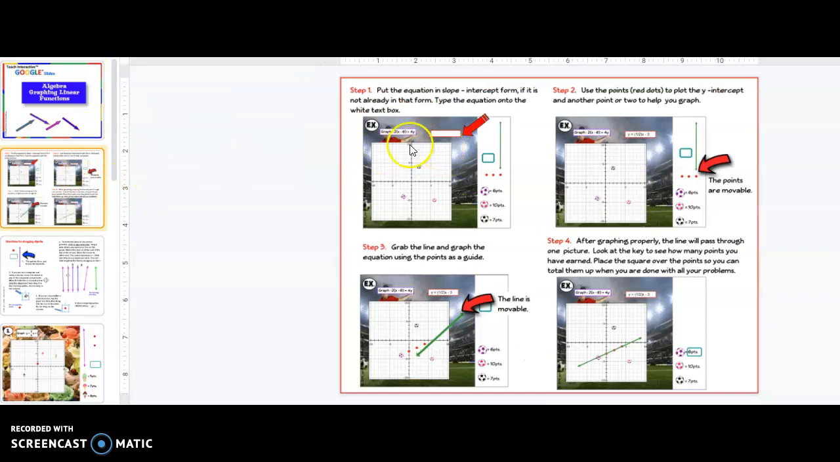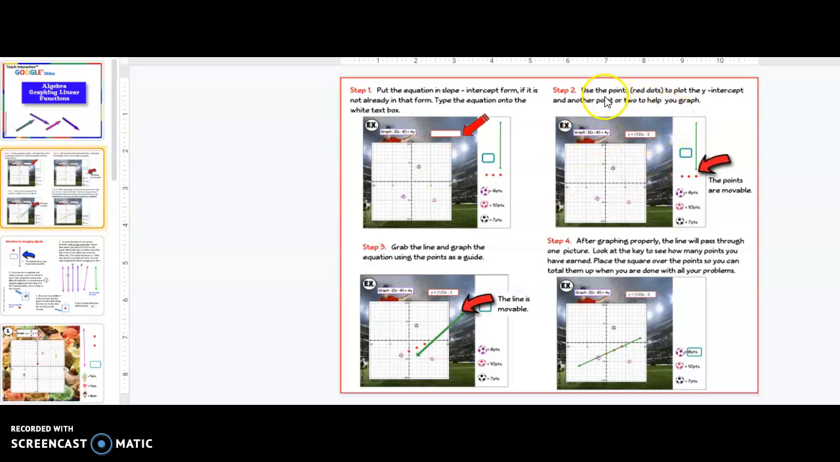So slide number 2 gives you information. Step 1 says to put the equation in slope-intercept form if it is not already in that form. Then you're going to type the equation in this white box here. The example they gave you was not in slope-intercept form. Like I said, most of them are in slope-intercept form. Some are not. Once you do that, you type it into the equation.